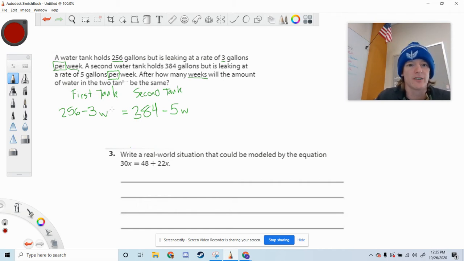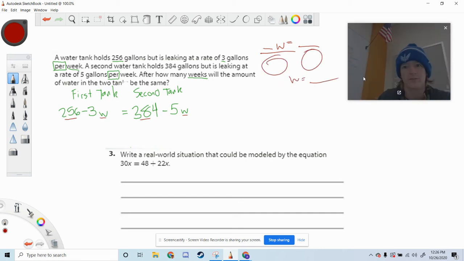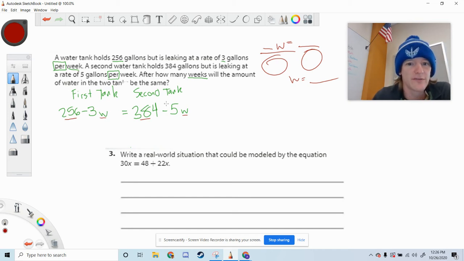So what we need to do here is we should recognize this is a little different than what we did on the last question. We have a W on the left. We also have a W on the right. We have 256 on the left, 384 on the right. We're going to have to figure out how to make it look like something W equals something. So then we can divide by something, and we'll get W equals blank. So let's figure out how to get all this together. My first thing I want to do is I'm going to gather my variables.